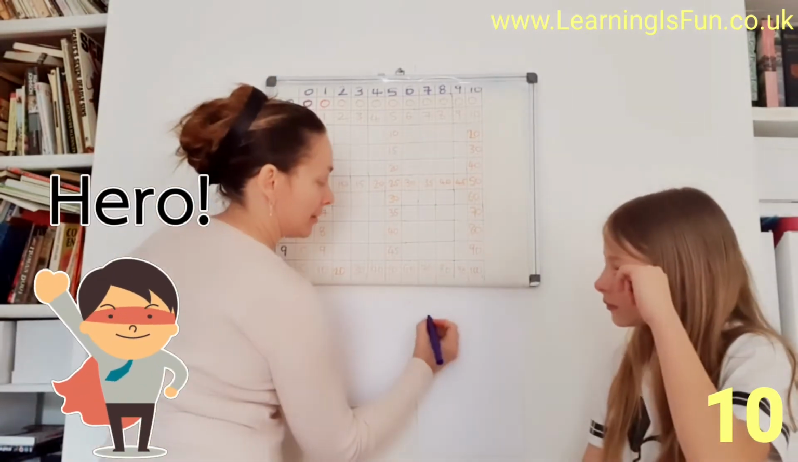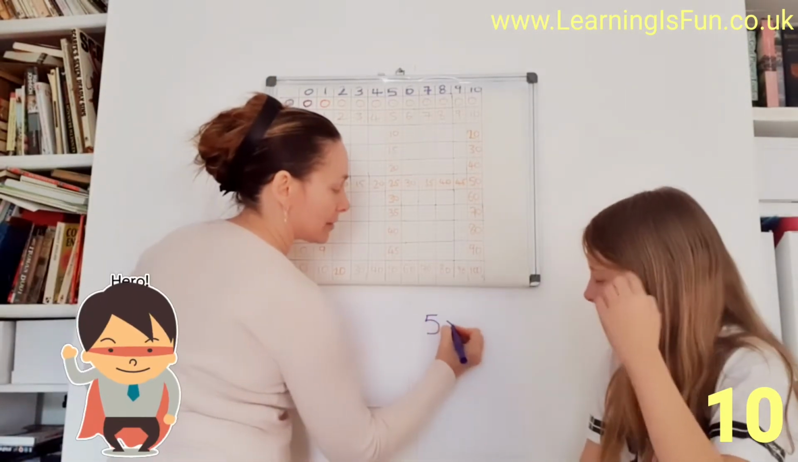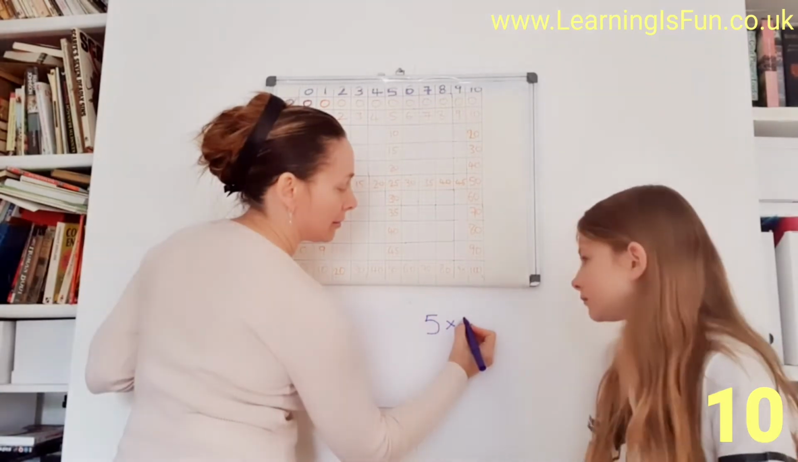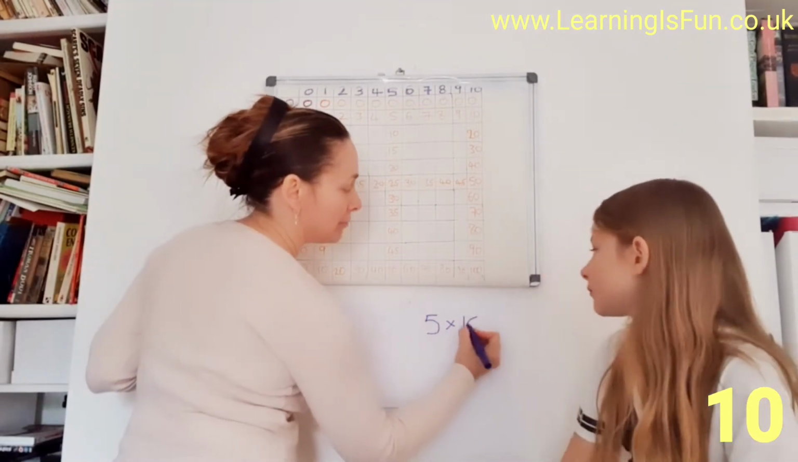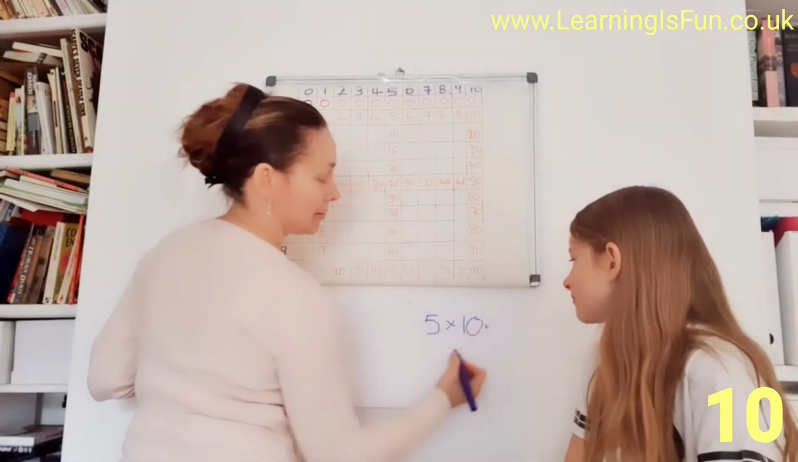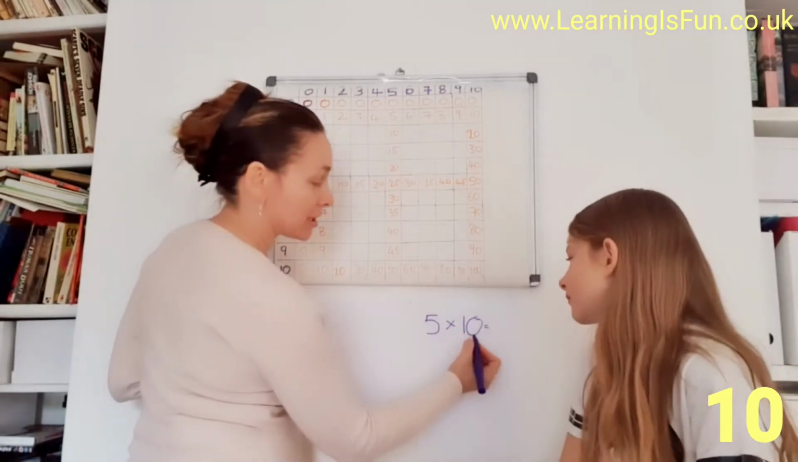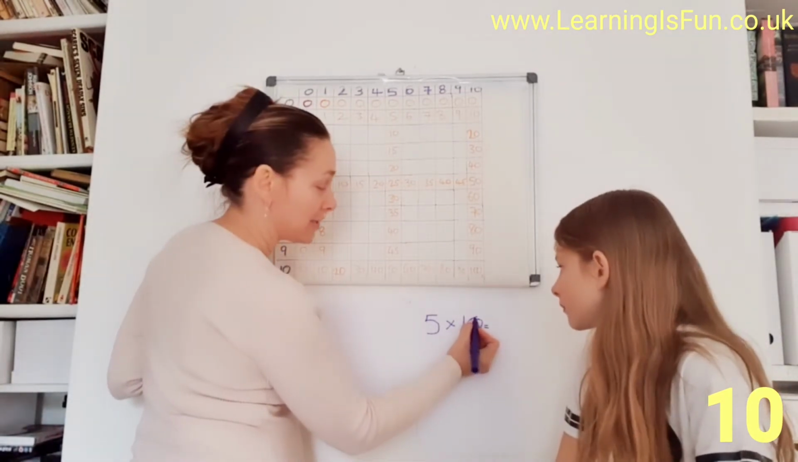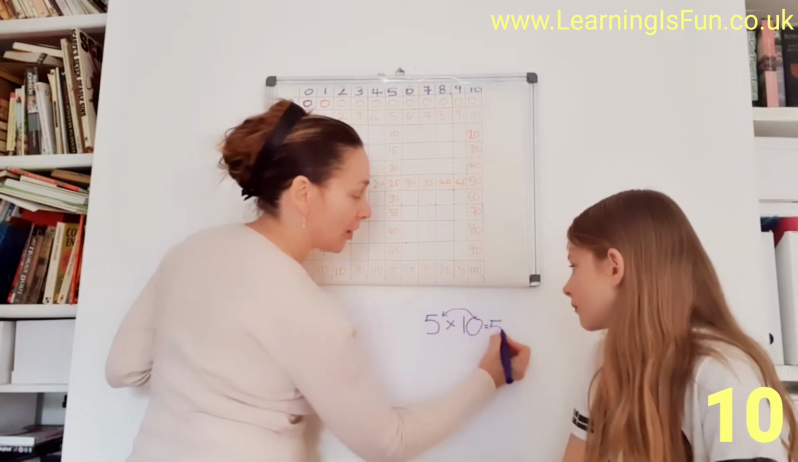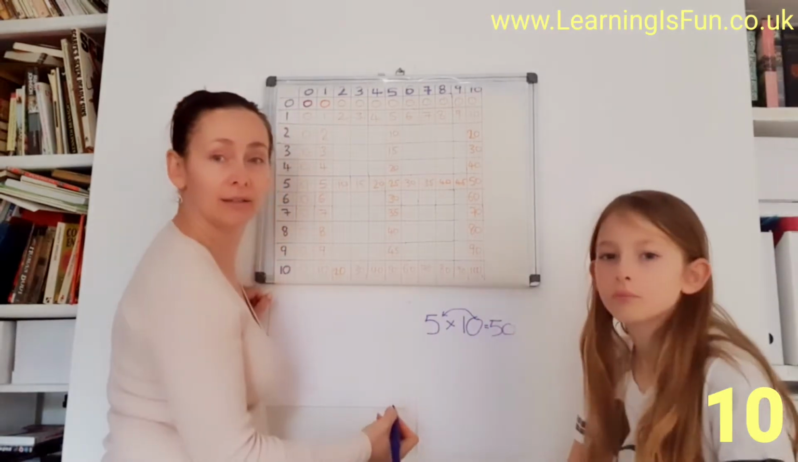So look at this. 5 times 10 is, so what you do is you just give the 0, because 0 is the hero, you give the 0 to the 5. So the answer is 50.